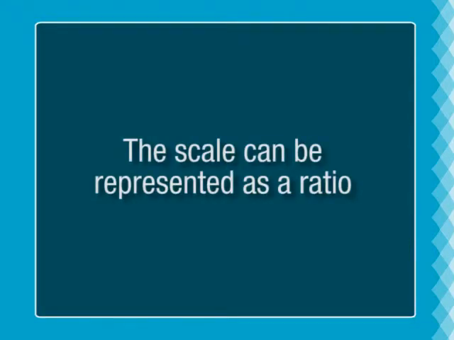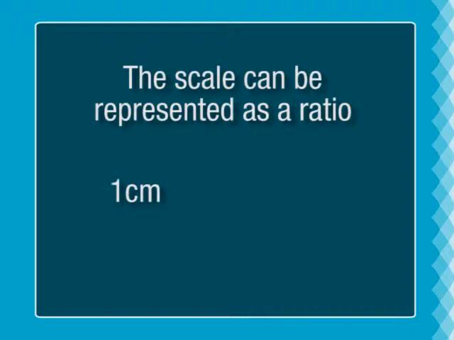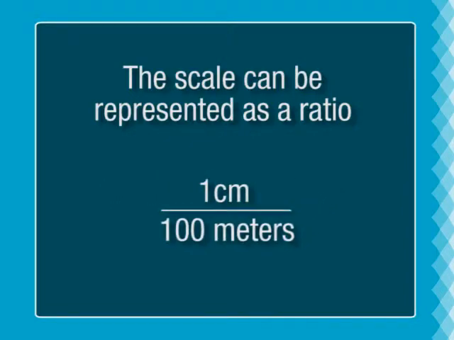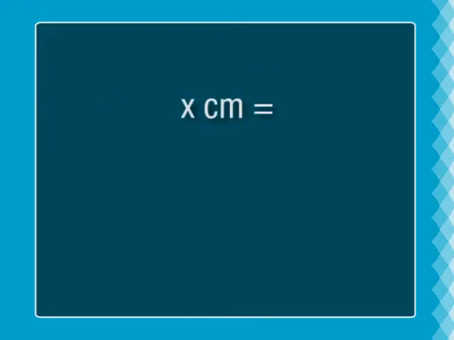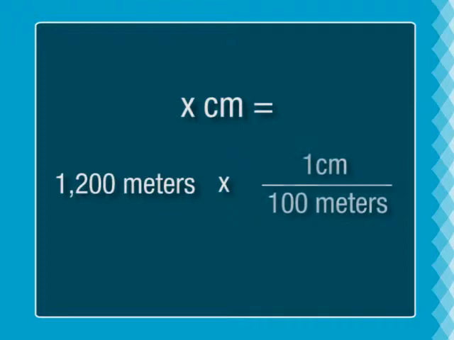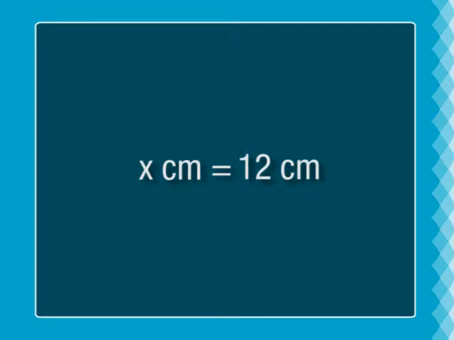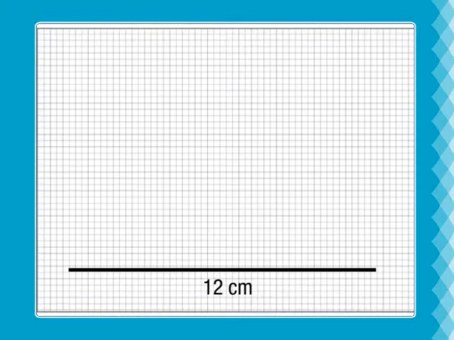The scale can be represented as a ratio, 1 centimeter to 100 meters, or 1 centimeter over 100 meters. If x centimeters equals 1,200 meters times 1 centimeter over 100 meters, then x centimeters equals 1,200 centimeters over 100, equals 12 centimeters. So, to represent the river, draw a horizontal line 12 centimeters long on your graph paper.